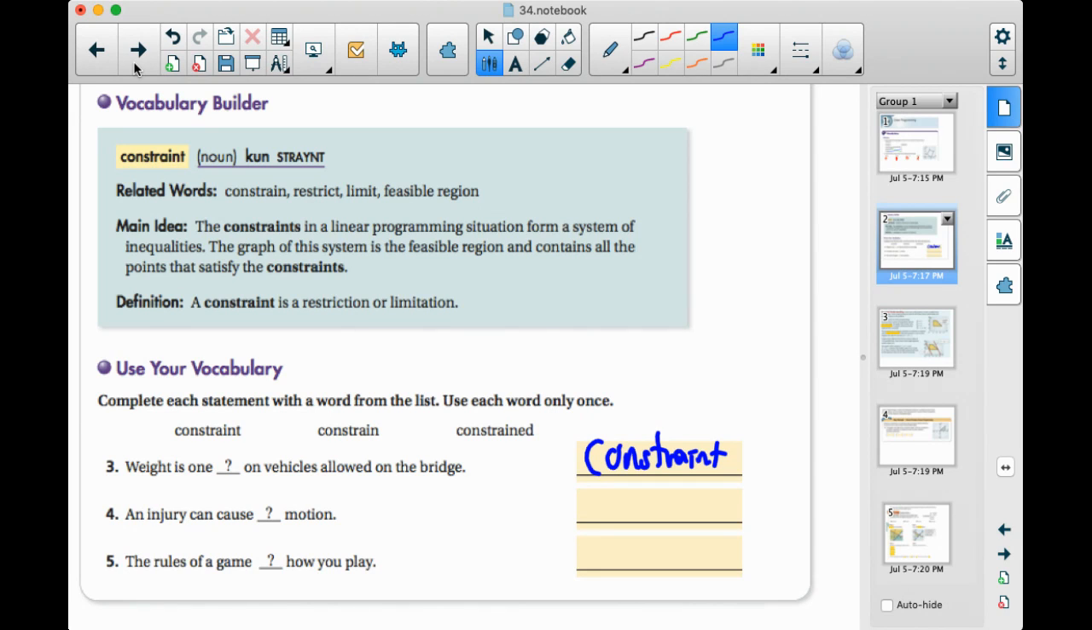On vehicles allowed on the bridge. An injury can cause constrained motion. The rules of a game constrain how to play.